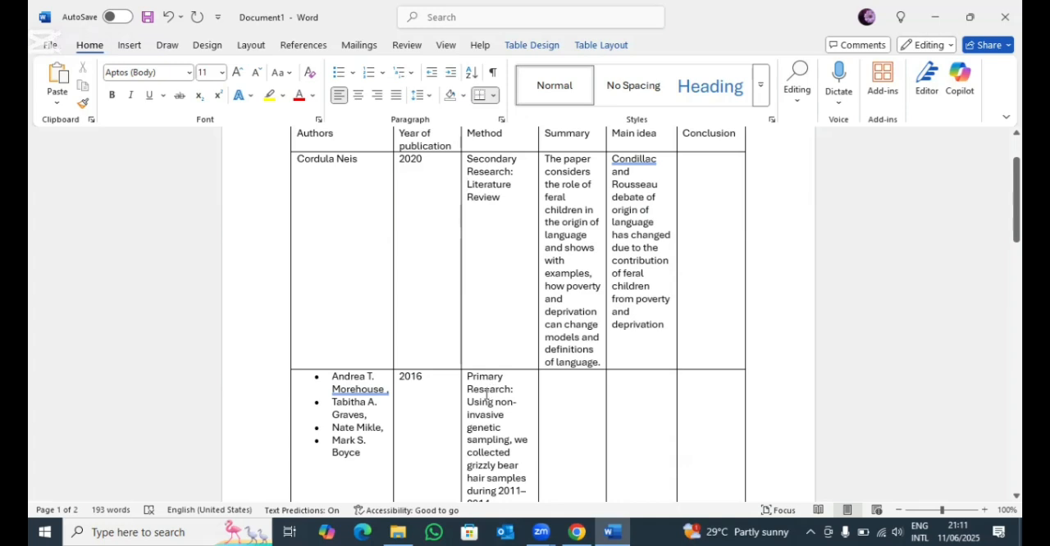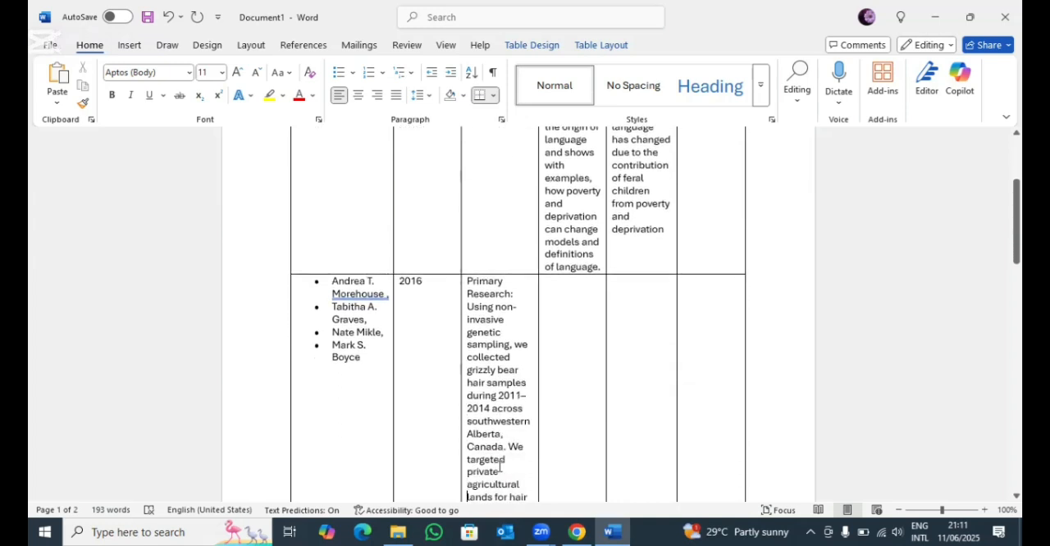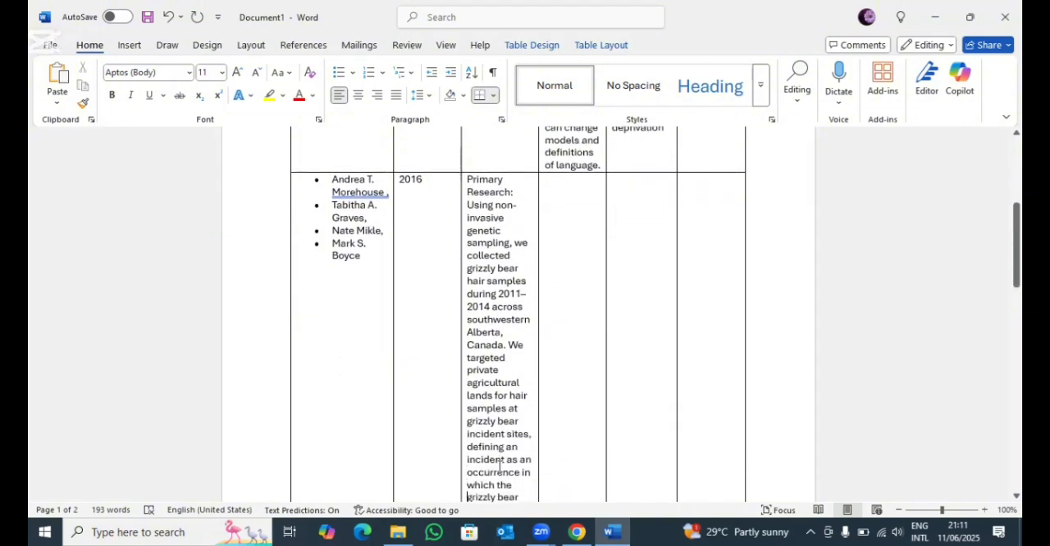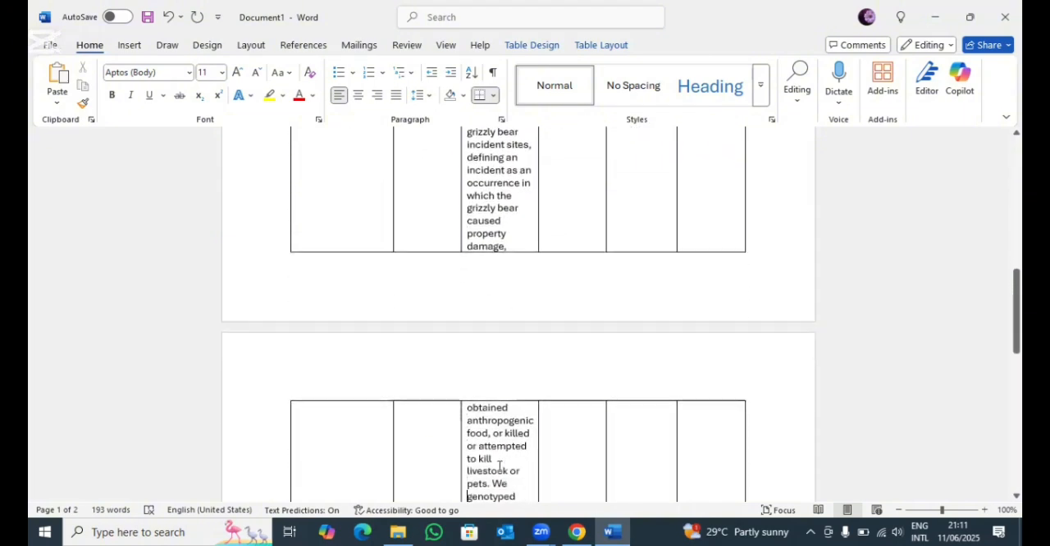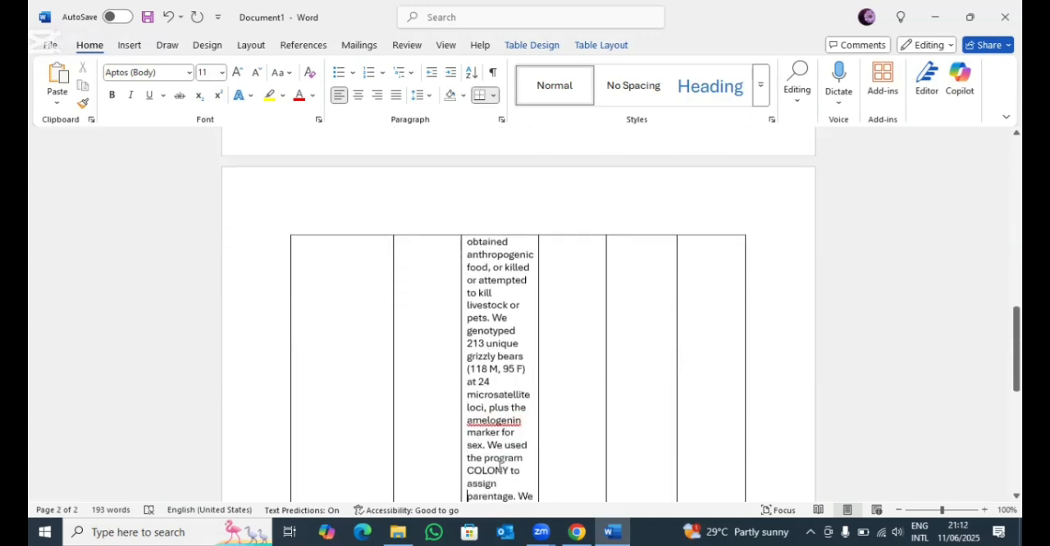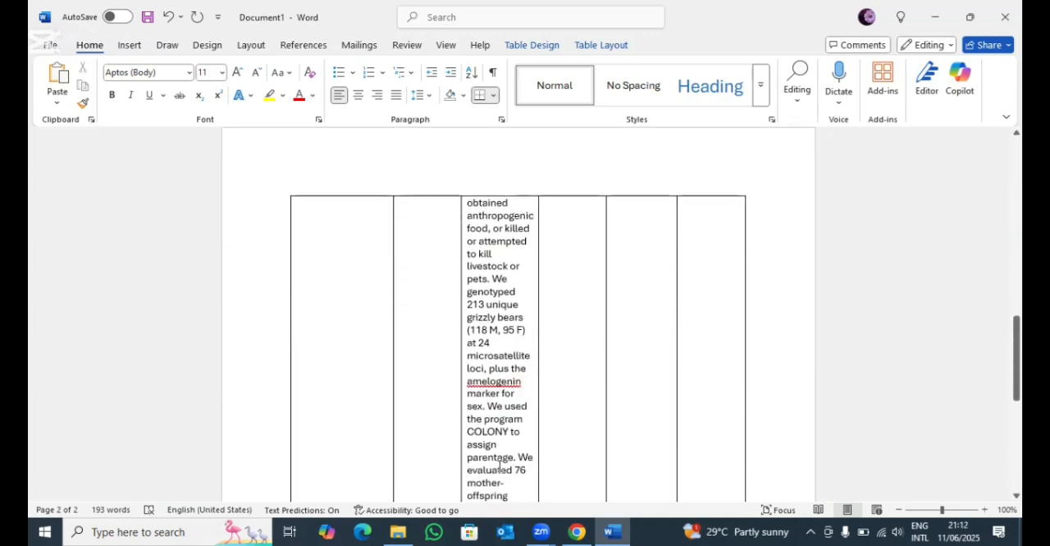Now, for this second one, they went into primary research. See, they said they collected grizzly bear hair samples. They're even very bold. They went to collect hair samples from bears, right? So they actually went to the field, they collected data, they'll show you how they collected it, how they targeted, where they went to, and how they analyzed it. They even said for analysis, we genotype 230 unique pairs, and all of that. Then we now use program Colony to assign percentage. That's for the analysis.